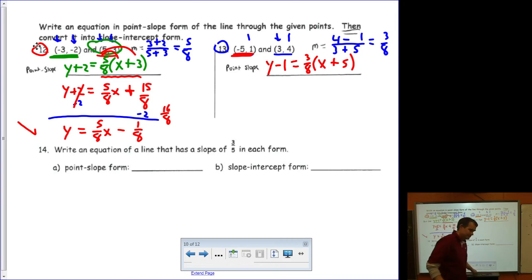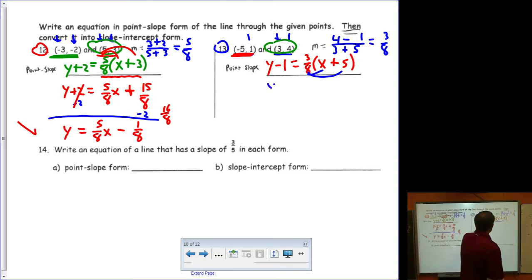Again, your equation might be different if you use this point. It'd be y minus 4 equals 3/8 times x minus 3. But as we change it into slope-intercept form, they will turn out to be the same. To change this into slope-intercept form, I need to get the y by itself. And to get the y by itself, I'm going to distribute the 3/8 to the parentheses, and then I'm going to add 1 to both sides.